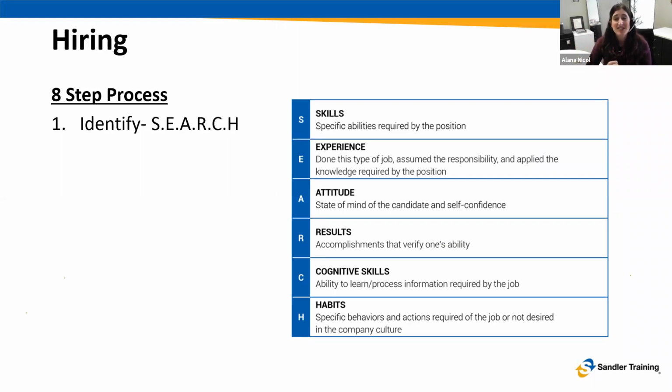What are the specific skills and abilities that this person needs to have? What is the demonstrated experience that this person needs to have? So what previous experience do they have to have? What's their attitude? This one gets missed a lot.